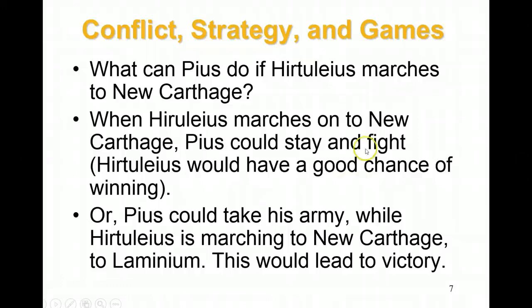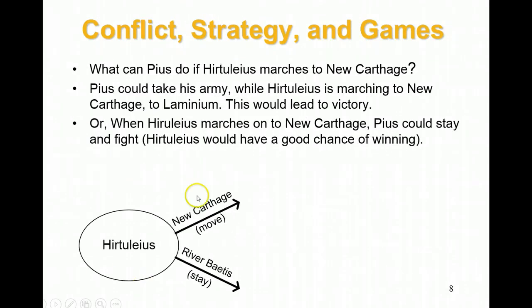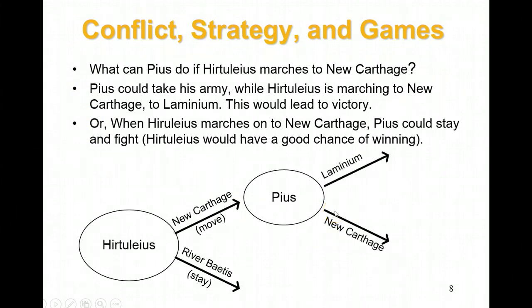So again, you could read these 3 bullet points several times, but let me lay it out in extensive form. We've already laid out what Hercules' options are, and what we're examining here is this path right here. We're asking, what can Pius do given Hercules is moving his troops? And that's what these 2 bullet points lay out. I could put the equivalent of these 2 bullet points right here like so. So Hercules moves. Pius could intercept him at Lemnium or fight him at New Carthage. And these are the possible outcomes.